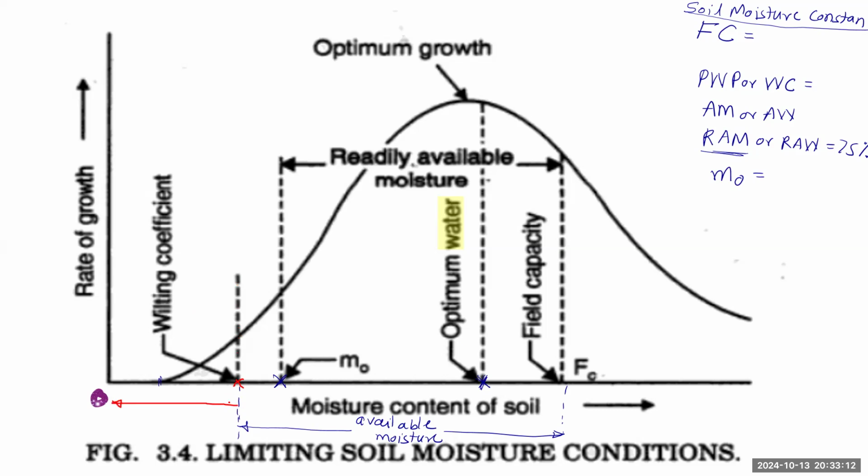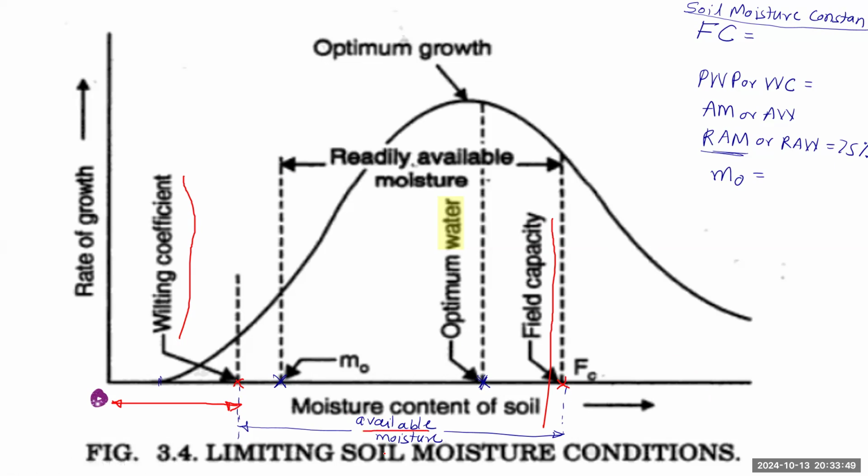So if moisture content is less than the wilting coefficient, crops do not grow. Then we know the term field capacity. What is field capacity? It is the moisture content in a soil after draining free water. So these are the two values, the wilting coefficient and the field capacity. We have solved problems now. So the difference between these two is called as what?